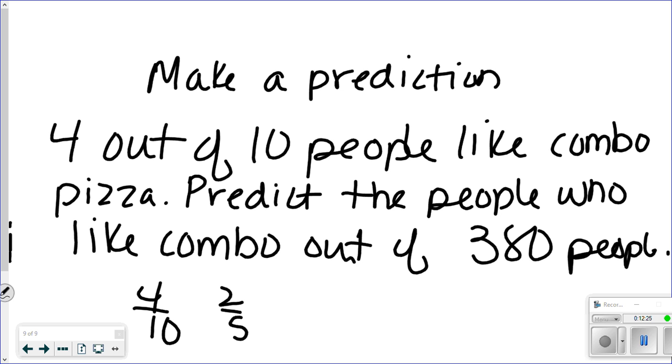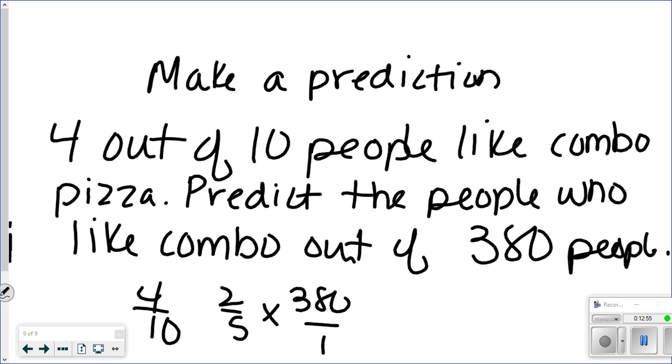Now, there's many ways to solve a problem like this. I'm going to show you the easiest way for what you know. A lot of you are not comfortable with percent, and a lot of you are not comfortable with ratios. So you're going to take your probability and multiply it by 380. Yes, 380 goes on the top.